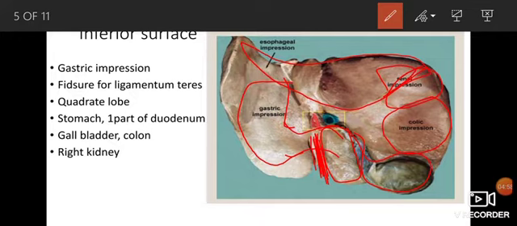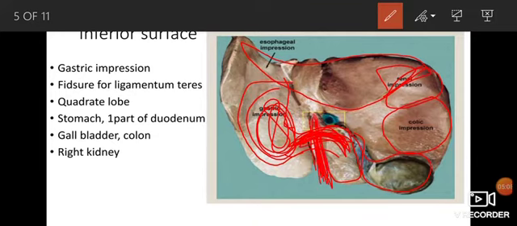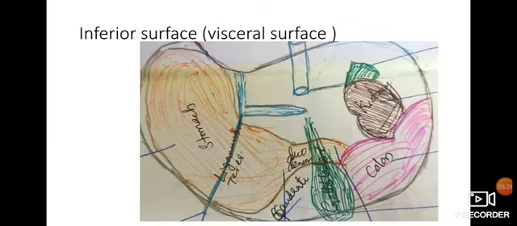Once more, here comes the gastric impression. The gastric impression continues as the first part of the duodenum. So here we can see the impression of the first part of the duodenum. Then in between you can see the ligamentum teres. Then there is the quadrate lobe, then the gallbladder, colic impression, right renal impression. This is about the inferior surface.